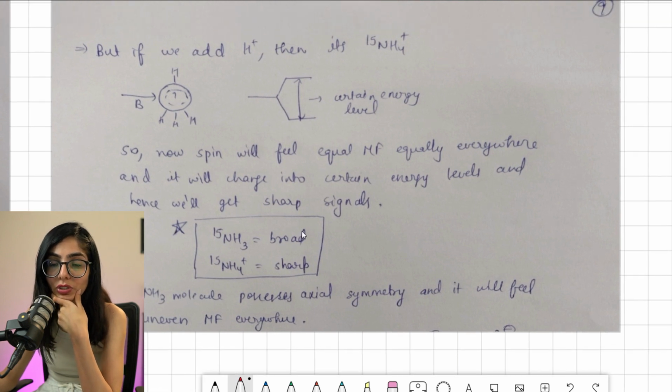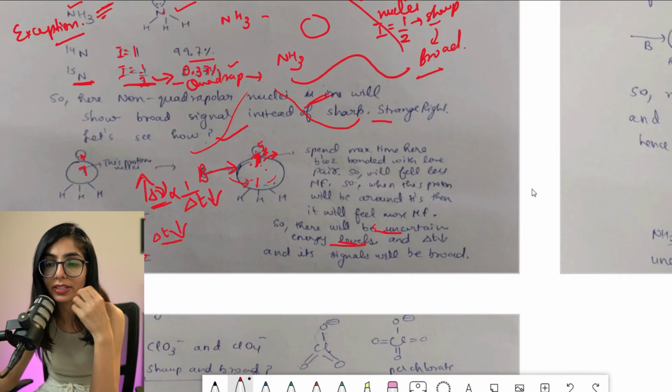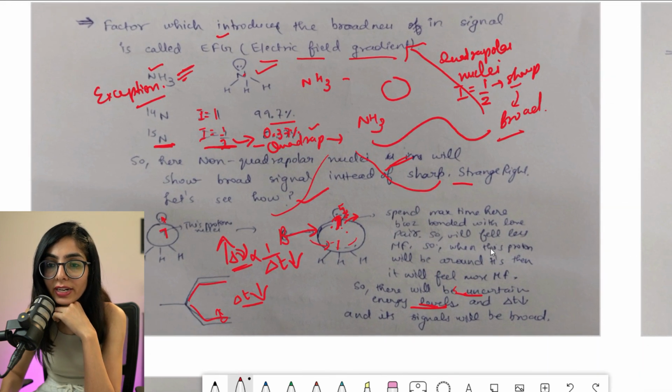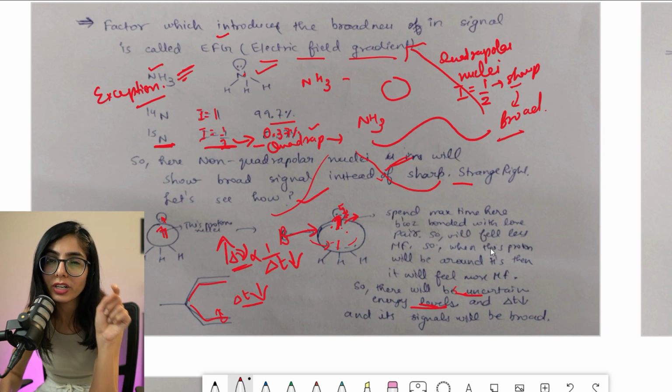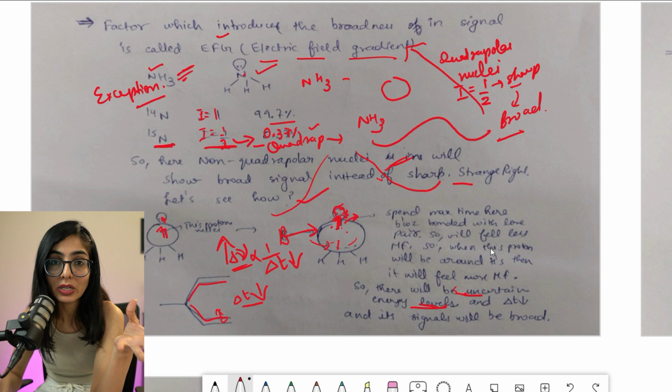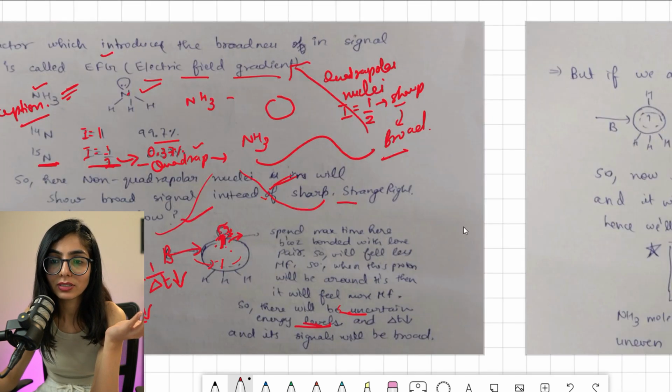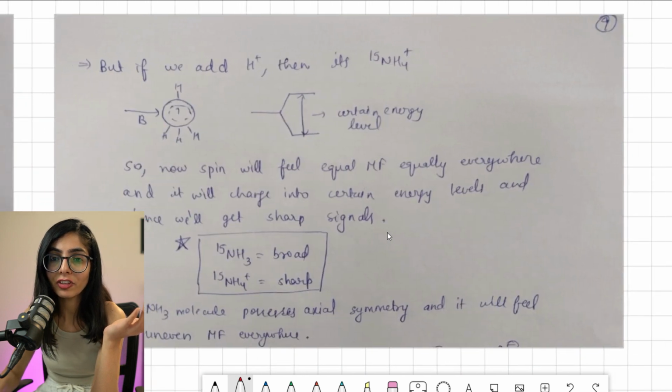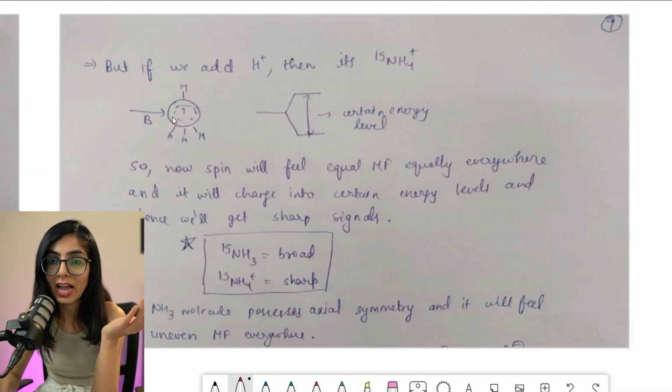Okay, so what can we do here? We are getting a broad signal because of the axial symmetry of NH3, and the lone pair is creating the problem. What if I just remove this lone pair? Then what will happen? If we add H plus to NH3, it will become NH4 plus, 15NH4 plus.